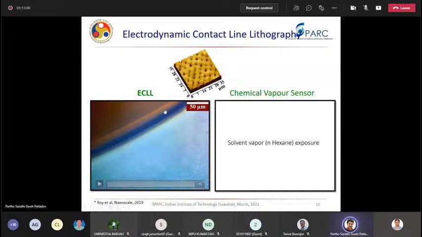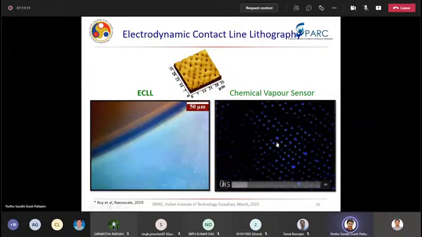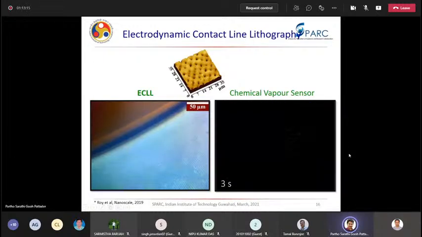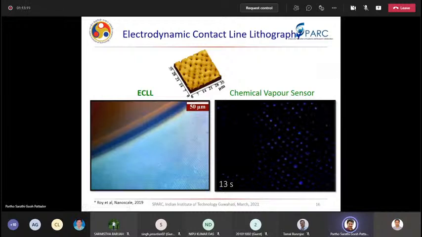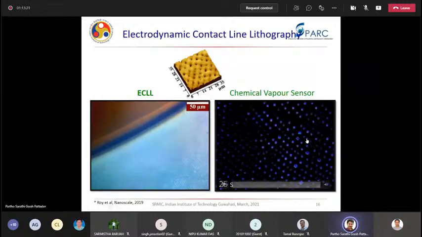Once these microstructures are fabricated, we can use them as a sensor. Here we have shown a solvent sensor. In the presence of solvent, you can see the light goes off, and again it comes back when the solvent vapor is removed. So this can be used as a chemical vapor sensor.